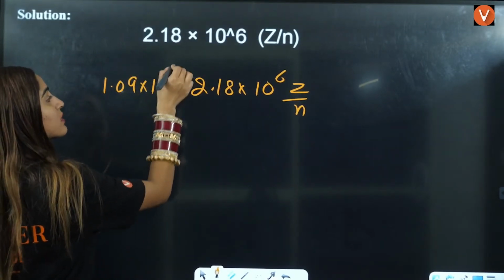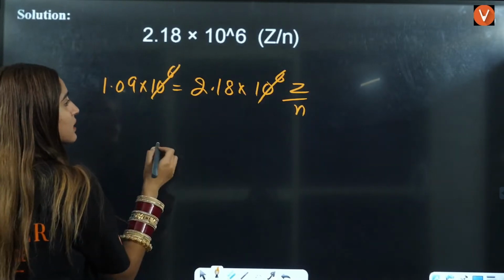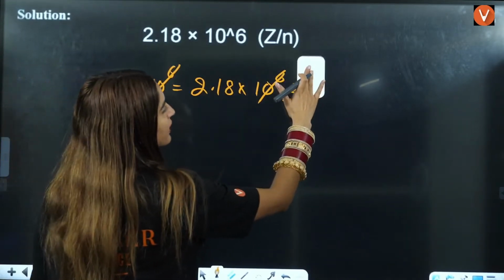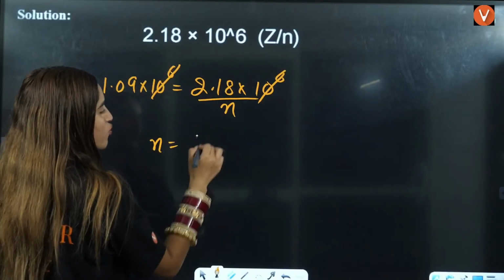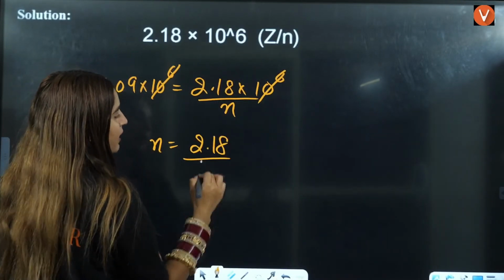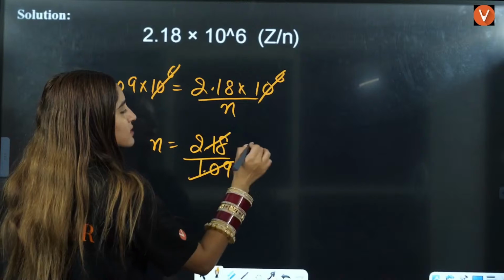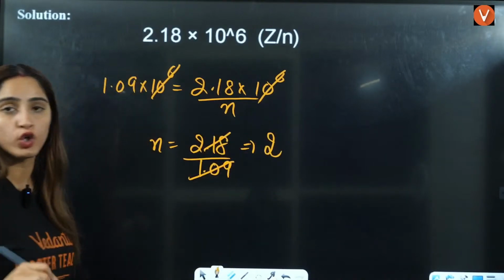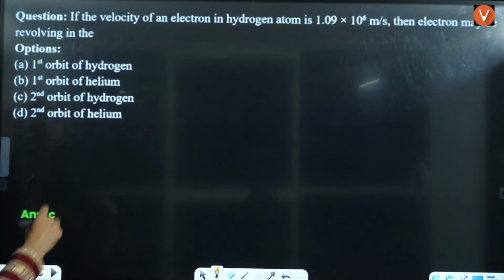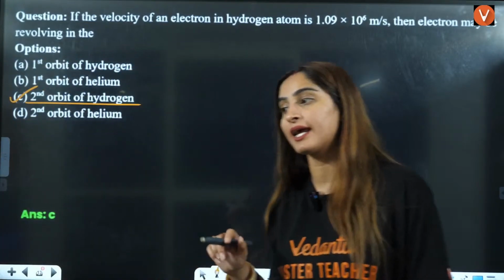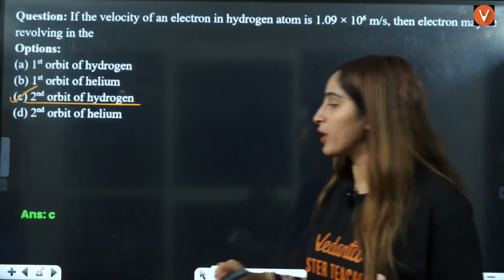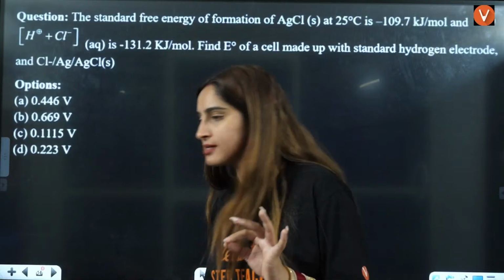1.09, sorry, 10 raised to power 6. This is cancelled. Z, we know that the value of Z is nothing but 1 only, so it will be n. So n is equal to 2.18 divided by 1.09. That is nothing but it is coming out to be 2. So the orbit number we can say is the second orbit of hydrogen is the correct answer. So C is going to be the correct answer.